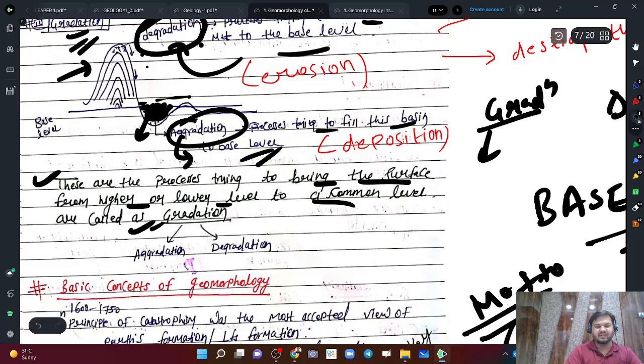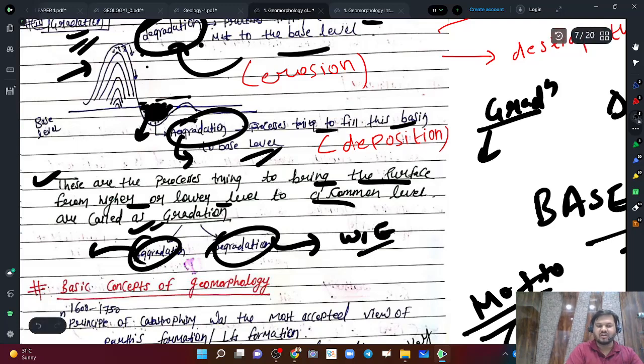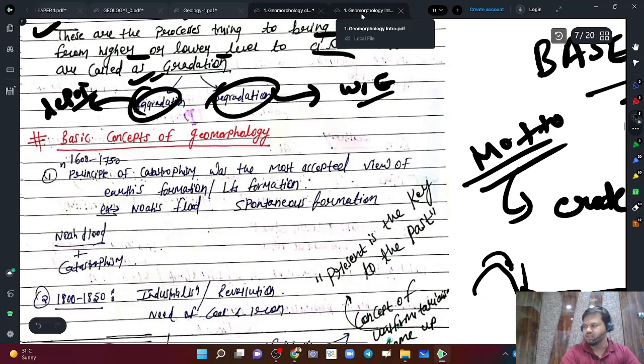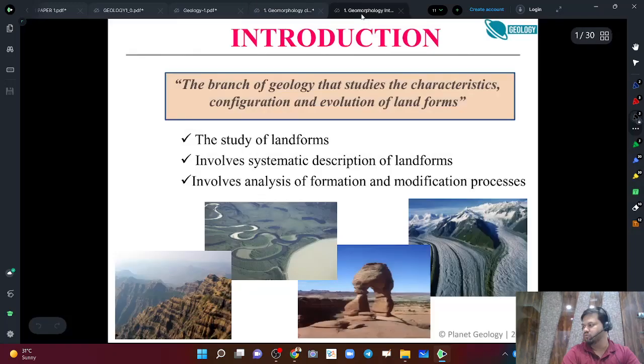So we call them gradation. They are of aggradation or degradation. Degradation is more like weathering and erosion, right? And aggradation, in common terms, is deposition. So just use this terminology liberally. Now I'll go through the slides, and then we will come to the most important topic of geomorphology. That is the basic concept.